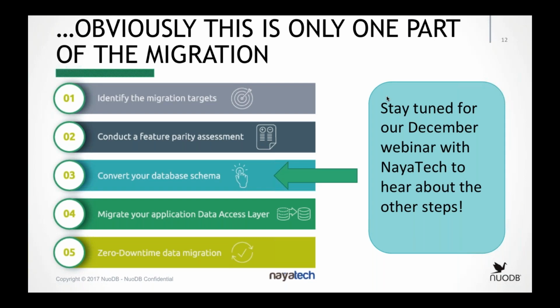Also, we just want to mention, this is really just a part of the whole migration step. What we covered today was the details on how to convert your schema and your data, and how to run the same SQLs that work against your applications today against a NuoDB database unchanged. But there are other steps as well to the migration. There are the planning steps, identifying exactly which applications you may migrate, and conducting a proper feature parity of that application to ensure that all capabilities map over well into the new targeted receiving database. And migrating your application data access layers, and then how to do all this in a zero downtime fashion. For that, we recommend you stay tuned for our December webinar with Niatech to hear more about these other steps.